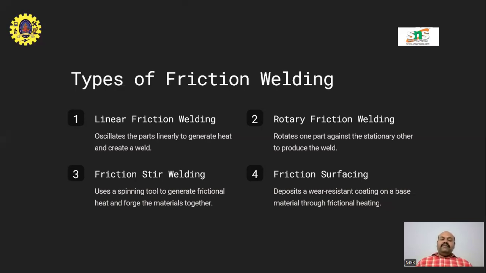Considering linear friction welding, it oscillates the parts linearly. When you go for rotary friction welding, it rotates one part against the stationary part. In friction stir welding, we use a spinning tool to generate frictional heat and force the material together. In friction surfacing, we deposit a wear-resistant coating on a base material through friction heating. Friction surfacing finds many applications in preparing the surface only of a component which requires high wear resistance.